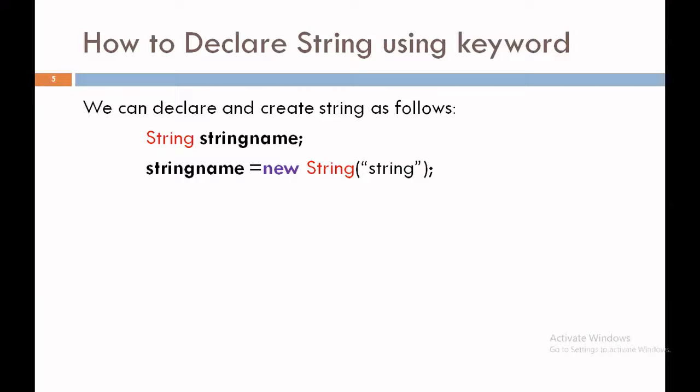So in Java, string is also a class, so we use the new keyword to create a string in Java. Let's see one example: String str equal to new String("vpmp"). Here vpmp is the value of str. So we can also create a string using the new keyword.